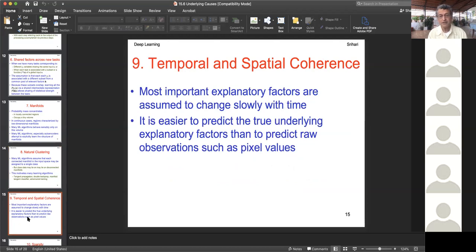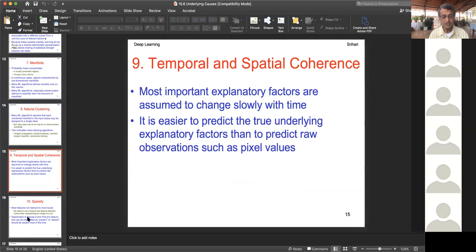Most important explanatory factors are assumed to change slowly with time. So these are not like looking at a few pixels here and there. Those would change dramatically from photo to photo. So there is something broad about the faces you're looking at. It is easier to predict the true underlying explanatory factors than to predict raw observations such as pixel values. So temporal coherence or spatial coherence.